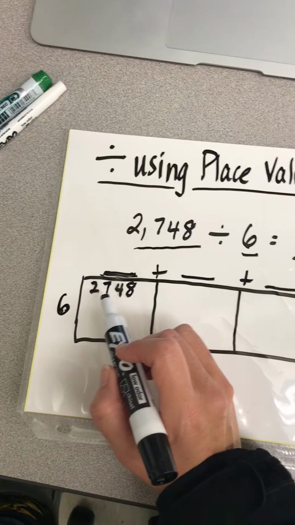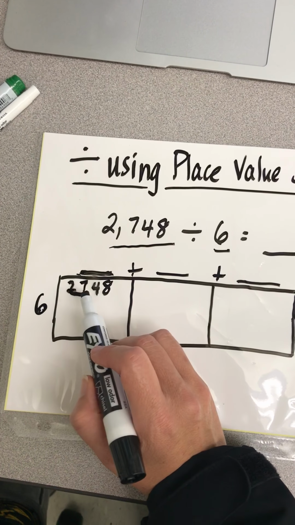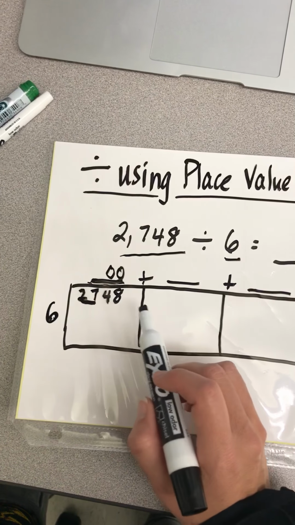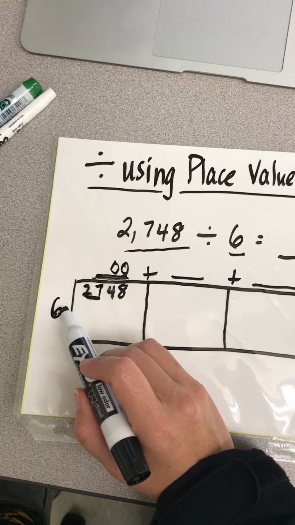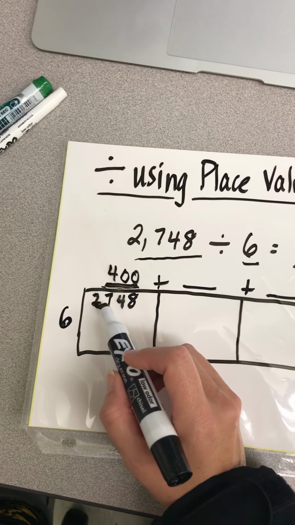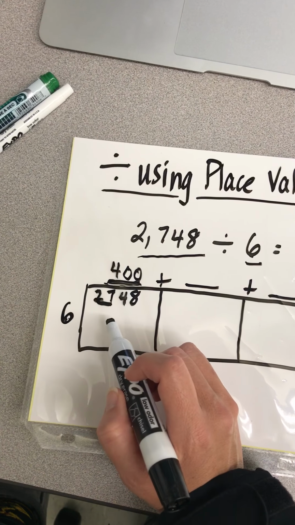So a kind of a shortcut to think about this is just look at the first 2 digits here and think how many 6s can fit into 27. And then we're just going to add 2 zeros to that to make it the hundreds. So 6 can fit into 27 4 times, and it can fit into 2,700 or 2,748 400 times.